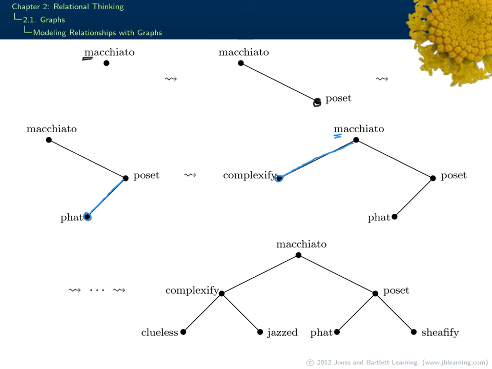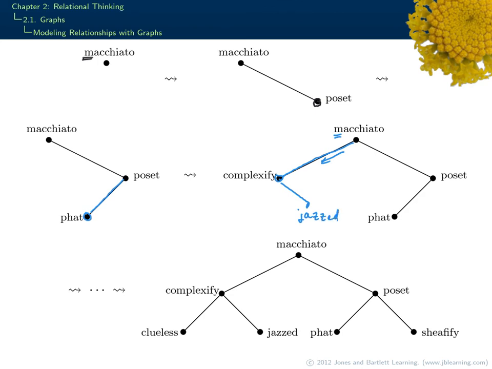All right, so now let's go to the next thing on the list. The next word on the list is jazzed. So I start at macchiato. Jazzed comes before macchiato in the alphabet. So what I do is I move down along this edge to complexify, and I ask myself, does the word jazzed come before or after complexify in the alphabet? And it comes after, so that means that I'm going to move down and to the right, create a new vertex and a new edge, and my word jazzed will be right there.